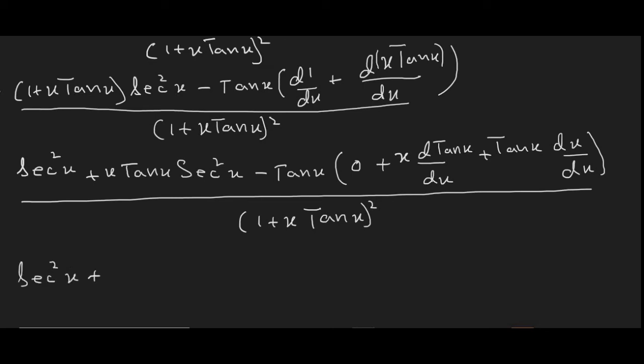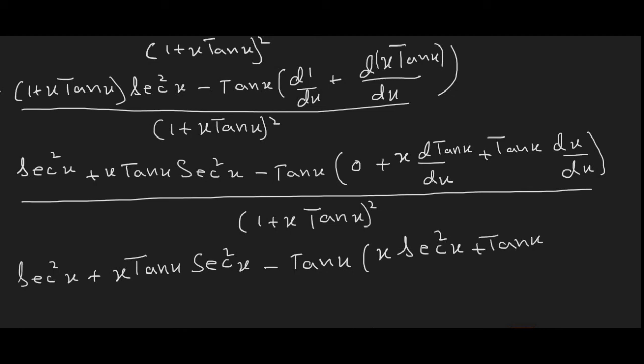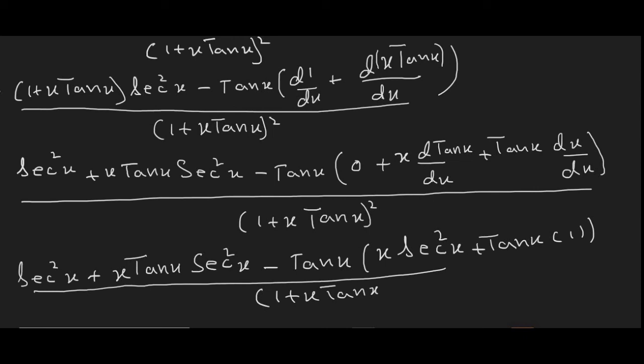Now secant square x plus x tangent x secant square x minus tangent x, secant square x, which is the derivative of tangent x, plus tangent x as it is, and derivative of 1, which is the derivative of x. So 1 plus x tangent x whole square.